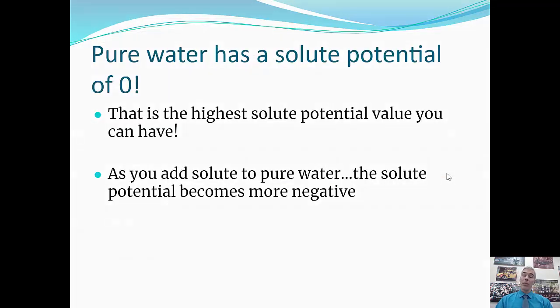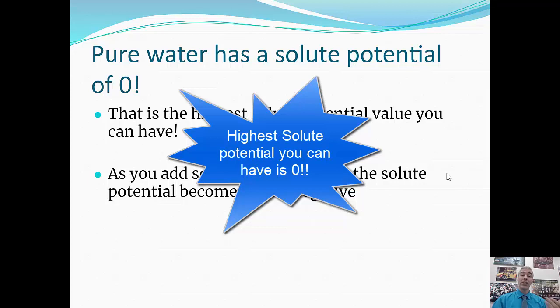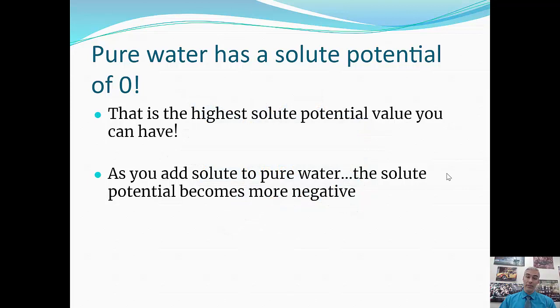All right. Other important things to remember: pure water has a solute potential of 0. That means the highest solute potential you can have is actually 0. The more solutes you add, the more negative pressure there is for drawing water towards it, right? The more solutes you add to pure water, the more negative that solute potential becomes. The stronger the vacuum, think about it like that.